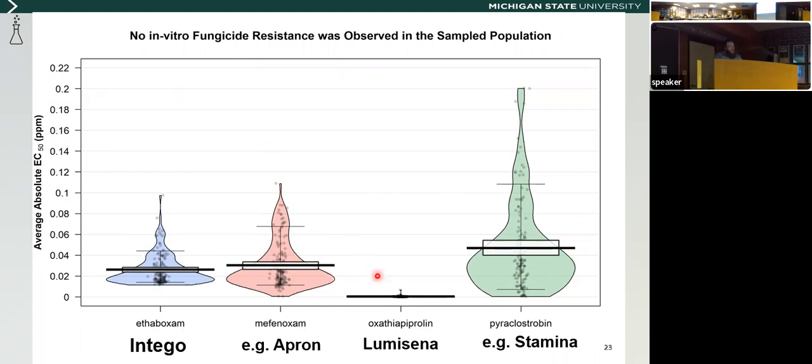Oxathiapiprolin, I know it looks like the data is not here, but it is. We found that oxathiapiprolin was actually efficacious at concentrations 100 times less than that of ethaboxam or mefenoxam. So oxathiapiprolin is very efficacious against Phytophthora species. If I were to do the same assay, and I have, with Pythium species, there would be no reduction in growth. It is ineffective on those Pythium species. So that's something to keep in mind for the farmers when they're thinking about their disease management routines.